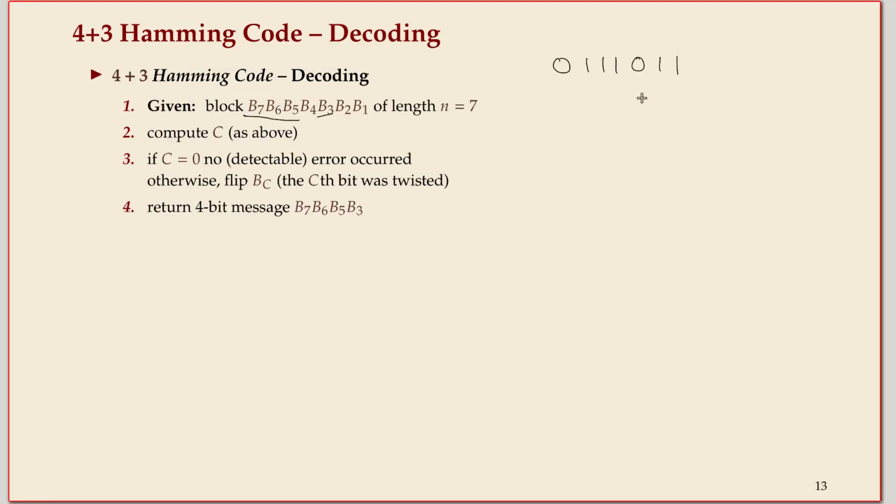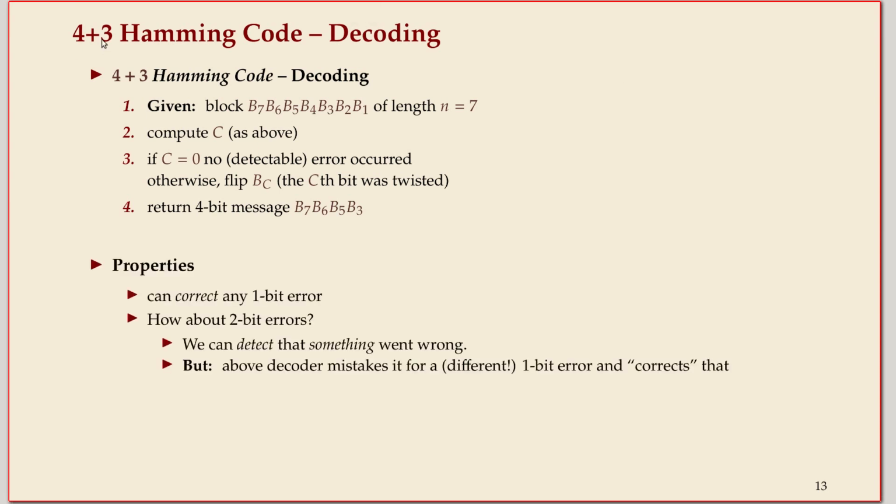So you would see the result a couple of slides back. So this leads to 1, 0, 0, 1. And it automatically corrected the flipped bit at position 4. All right, that's the 4+3 Hamming code.